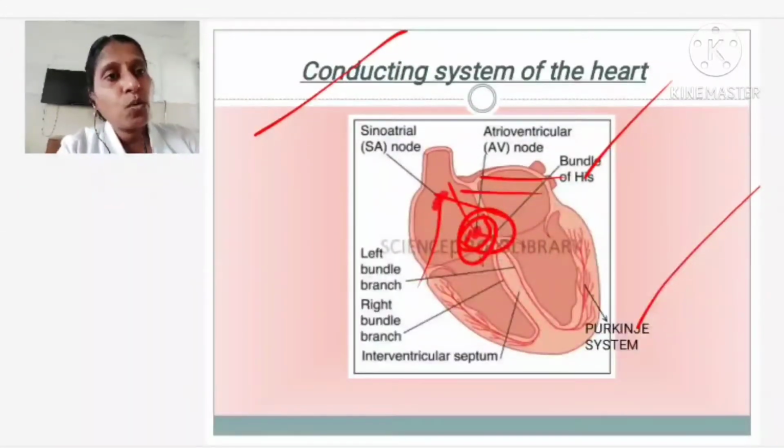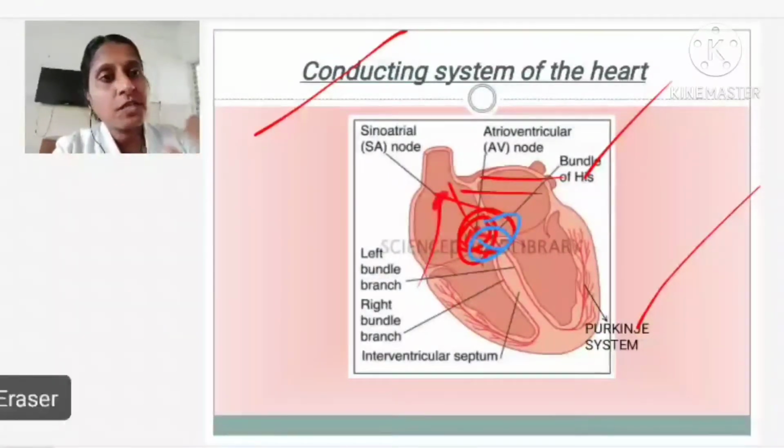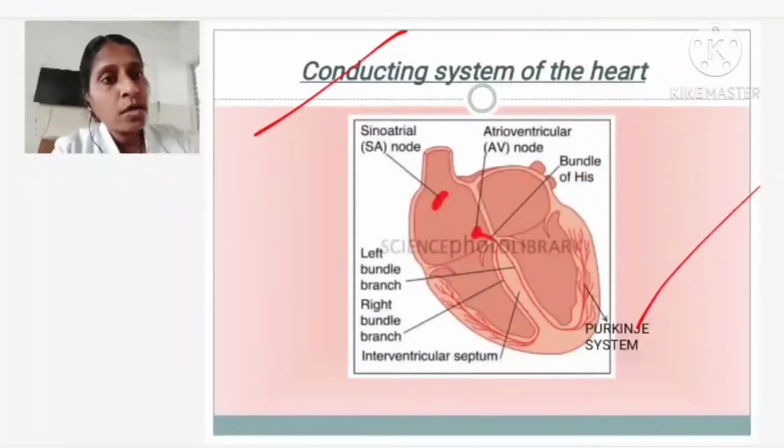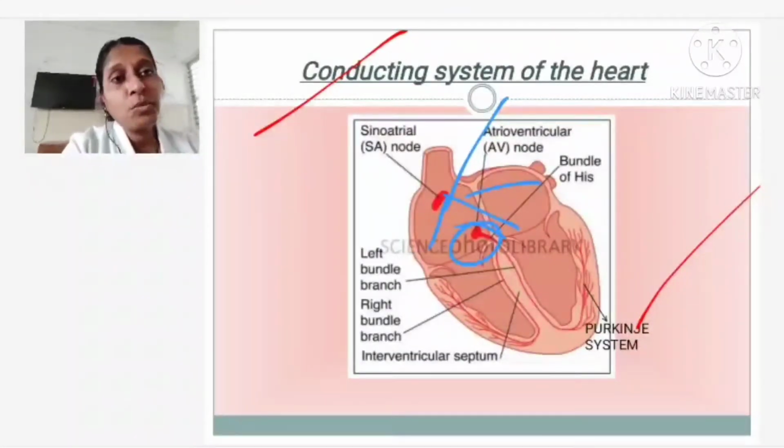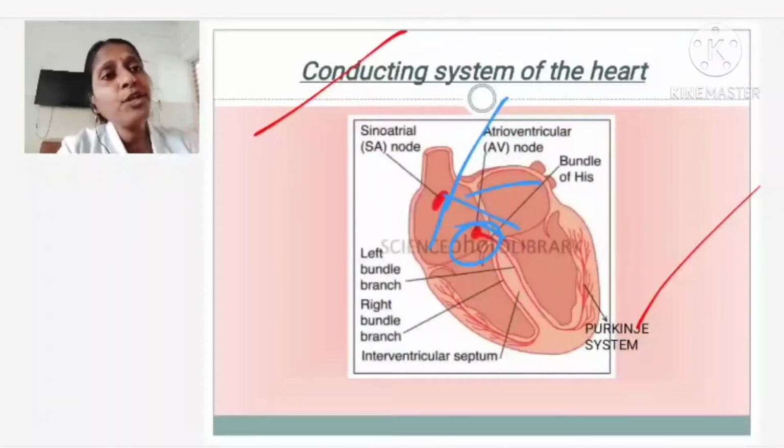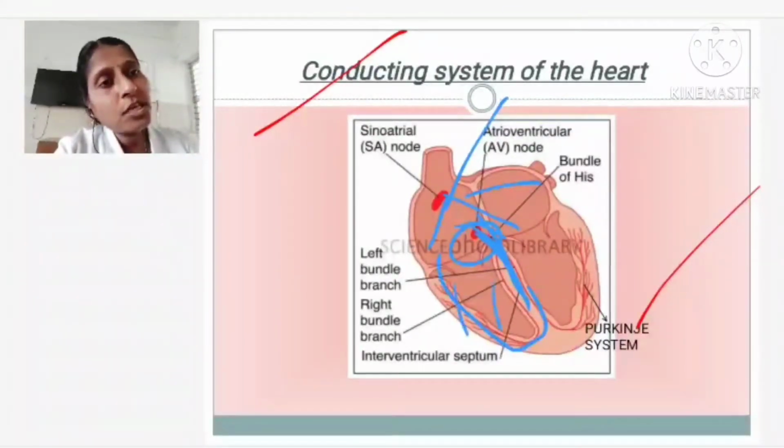So the AV node, what is happening is that they are receiving the stimulus now. It is generated by the SA node, it is passed to the auricles which contract, and the stimulus is now received by whom? This AV node. The AV node is carrying the current or the stimulus, and it is passing through the bundle of His, and it is reaching the Purkinje fibers.